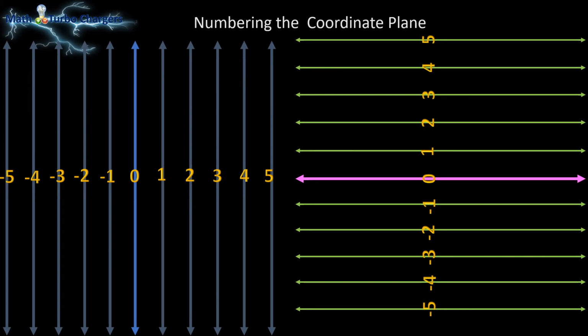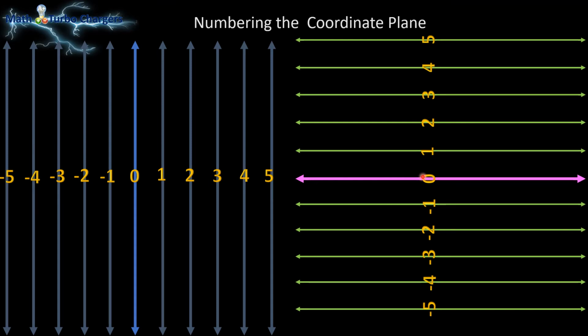Use your x and y axes to number the coordinate plane. Looking at my y-axis, I find my center and number it 0. Number every vertical line to the right. Remember, right is positive. Return back to your y-axis, find your 0, number every vertical line to the left. Remember, left is negative.